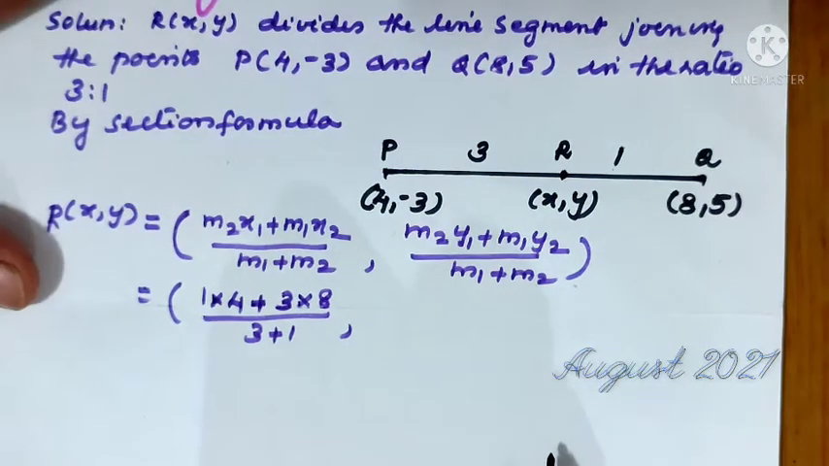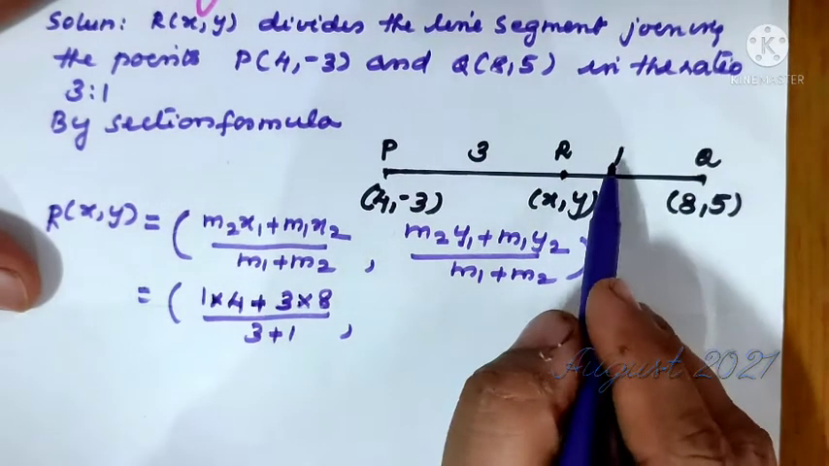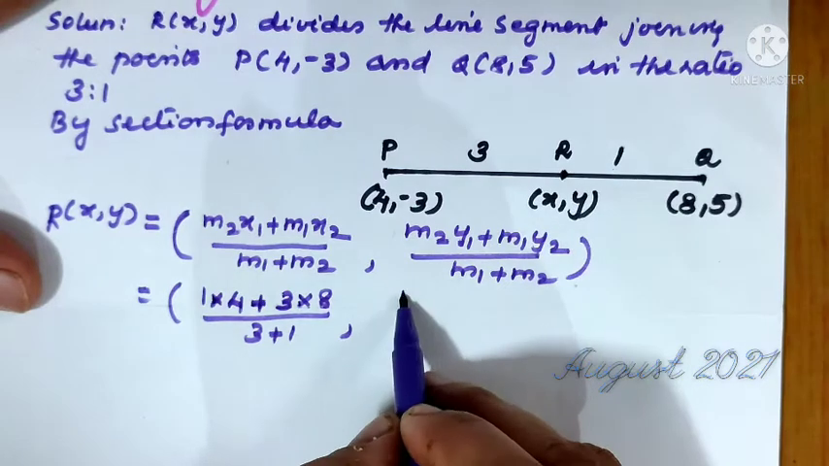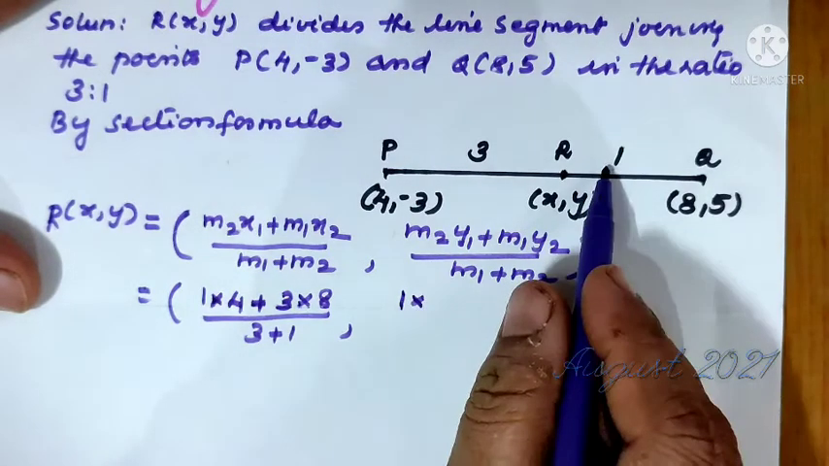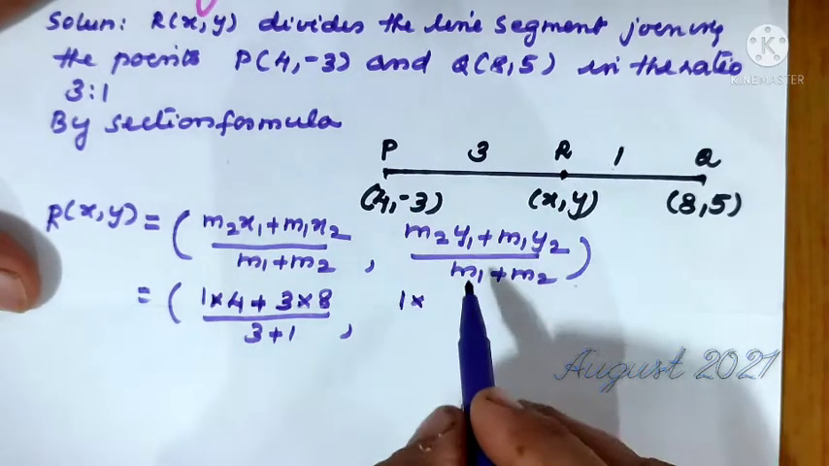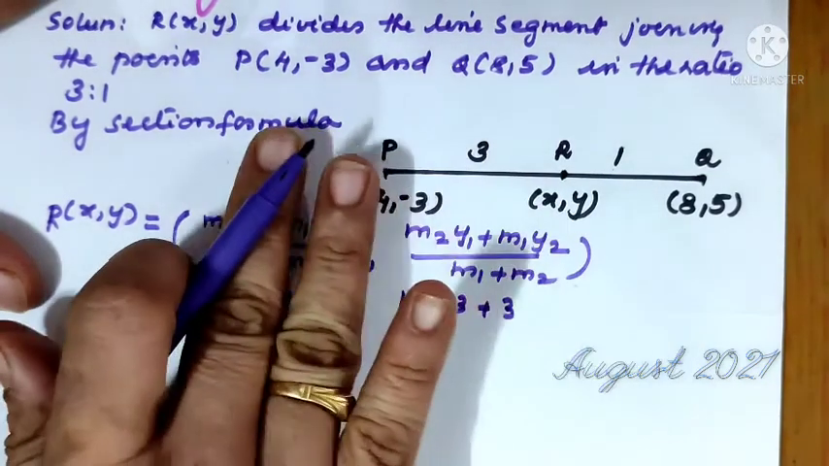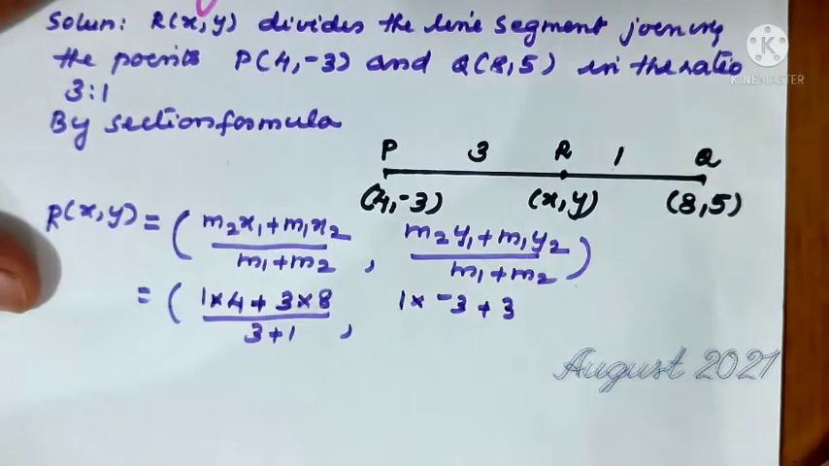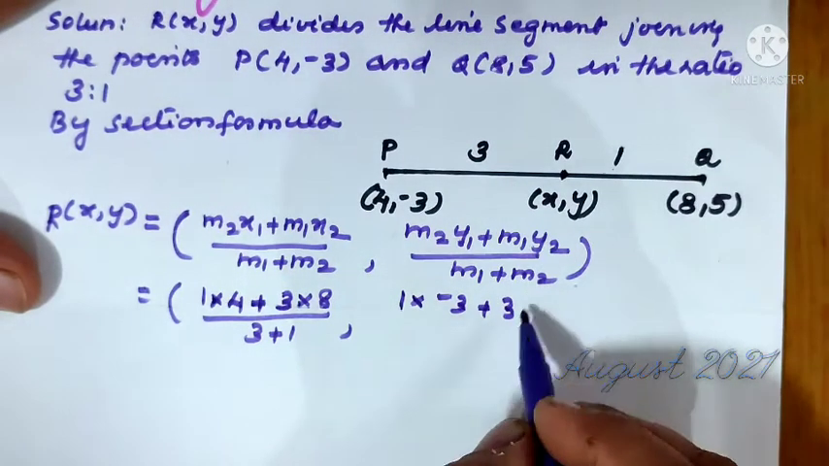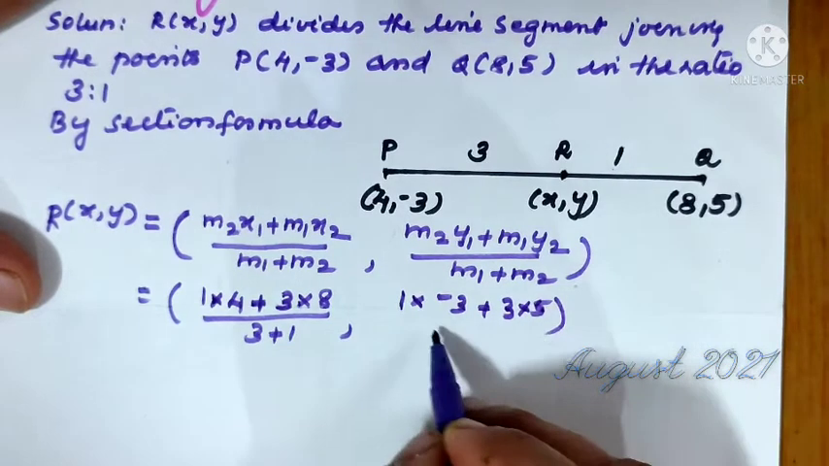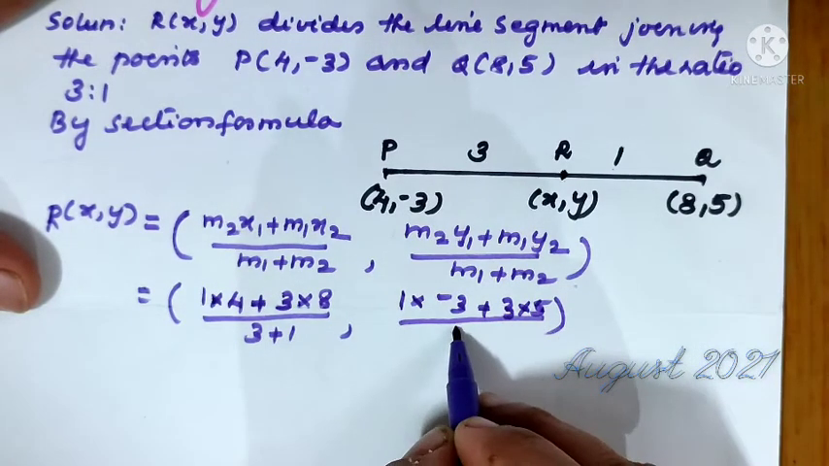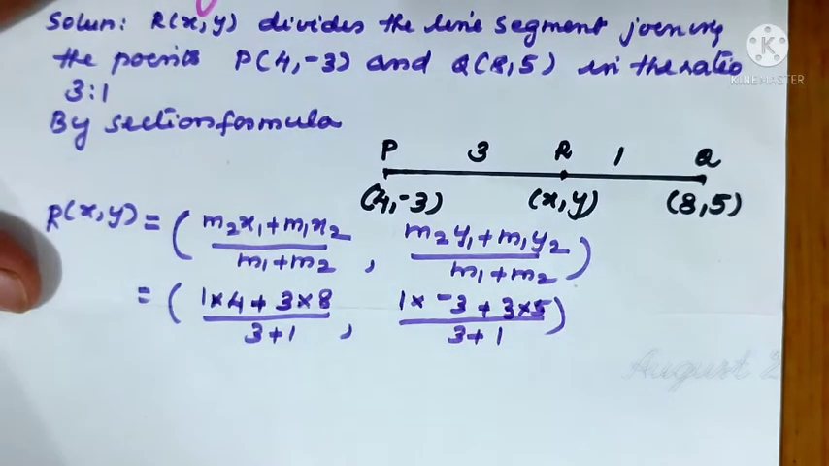Similarly, if you understood the x value, you can write the y also. From 1 we are starting, 1 into, what is the value for y we have to take? Minus 3, plus 3 into, 3 is the ratio from this side. So the point is from the other side, 3 into 5, divided by 3 plus 1.